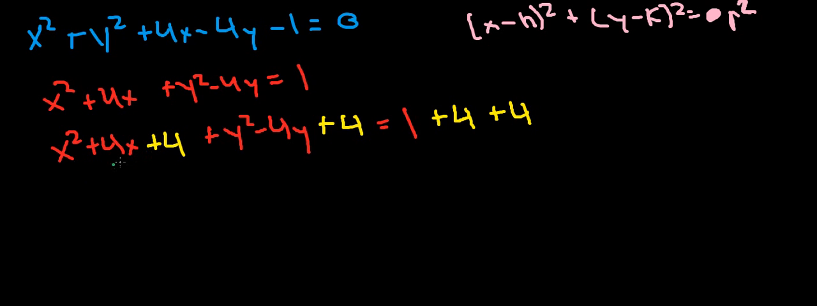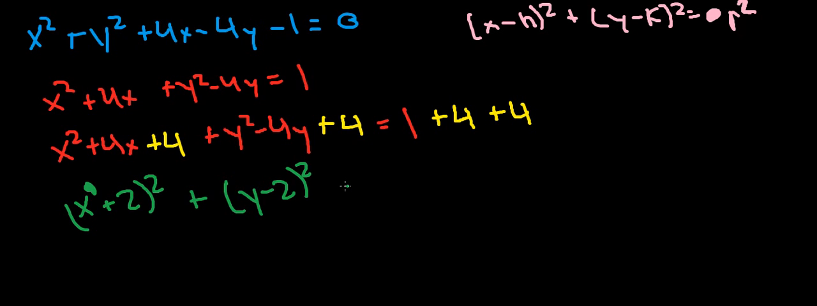So if we complete the square here, we can now factor it. So this becomes x plus 2 squared plus, and we can now factor this, and this is going to be y minus 2 squared. These are perfect squares, which is equal to 1 plus 4 plus 4, which is 8. So now we have it in our standard form of a circle. So we can now find the center, which is going to be minus 2, 2.